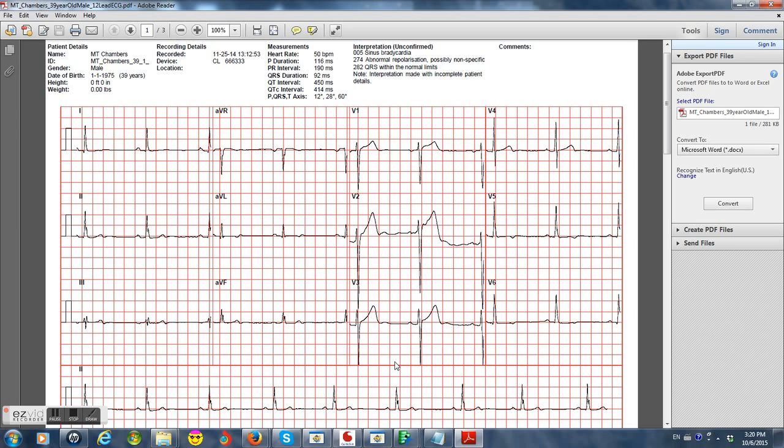But if we look at the voltage in lead V3, for example, and count that up, 5, 10, 15, 20, and we add that to another 5 at AVL, we're actually over 25, and so we meet just barely the Cornell voltage criteria for LVH, or left ventricular hypertrophy. We don't quite have Sokolov-Lyon voltage criteria for LVH here. If we look at the maximum V4, V5, V6, and add that voltage up and add it to the S-wave voltage in V1, we don't make it for Sokolov-Lyon voltage criteria for a male. But he does have borderline Cornell voltage for LVH.